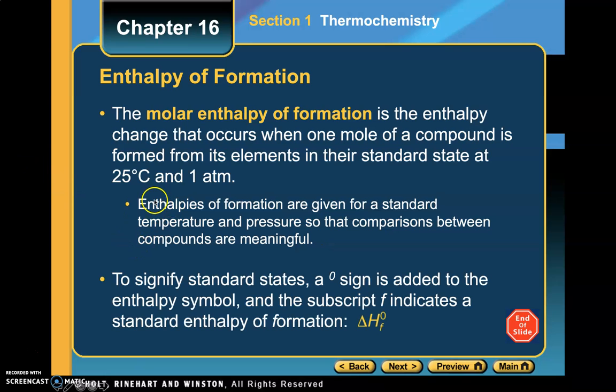To signify standard states, we're going to use that naught symbol, right? So you can see here, down below in this orange, delta H F naught. Well, what's that saying? That's the change, that's the delta, of the enthalpy, enthalpy is the H, of formation, that's the F, at standard states. That's that little naught. Okay, so I know that looks like a really complex series of symbols, but it's not really, right? Delta H F naught is just saying the change in the enthalpy of formation at standard state.